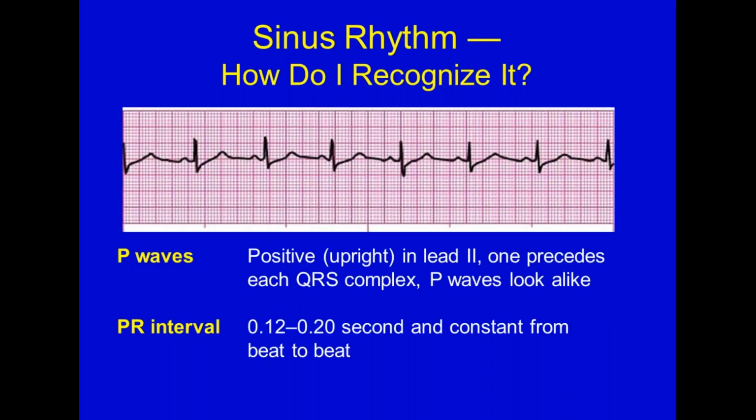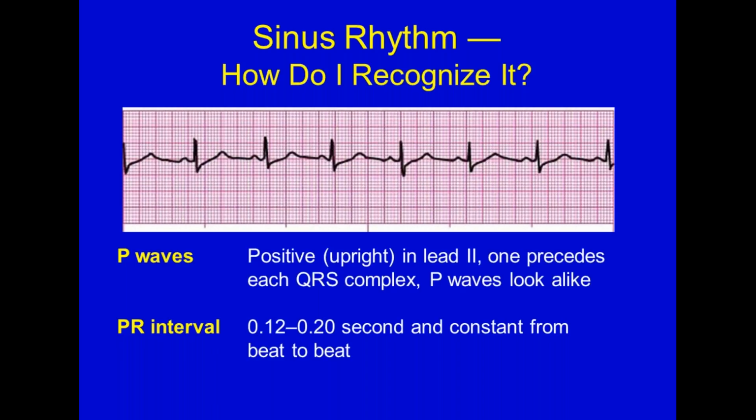P waves, positive, upright. And we're looking at lead rhythm, so everything will be in lead 2. 1 P wave with a QRS. Think of them as husband and wife, boyfriend and girlfriend or something. The P wave and the QRS, they're always together.